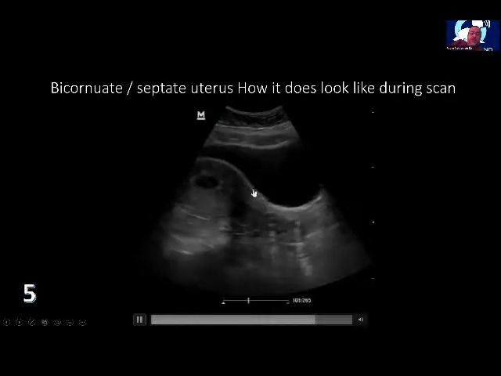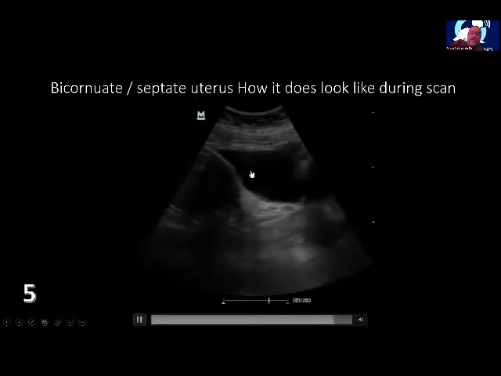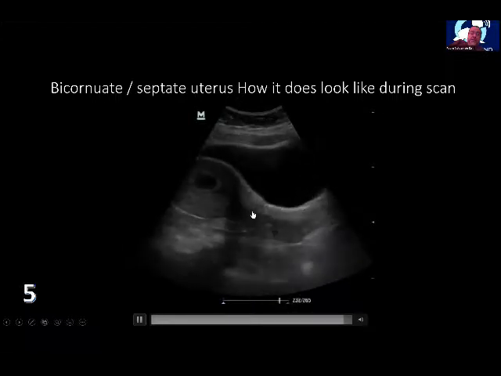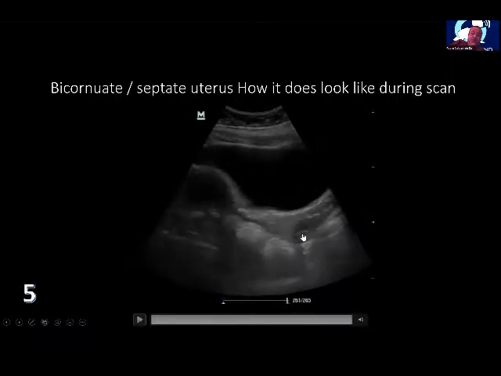This is easily seen with a full bladder or by pressing on the abdomen enough to see the uterus. This is clearly seen and is the line of the cervical channel.